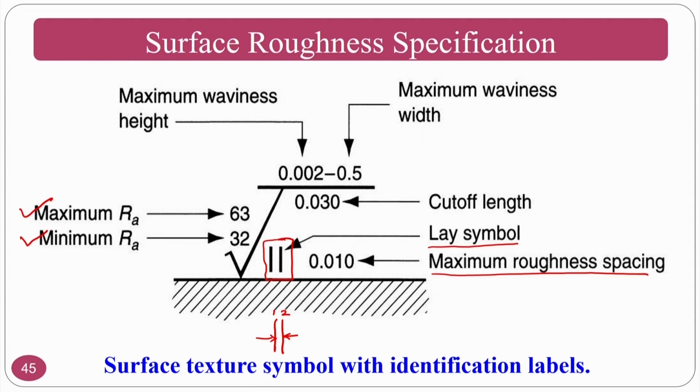At the same time, you can give the waviness height here, the maximum waviness width can also be mentioned, along with special requirements, and you can also mention the cutoff length. You have seen the cutoff length. The cutoff length normally has to be less than your waviness. Okay, if it is normally less than that, then what will happen? The waviness cannot enter into the roughness.